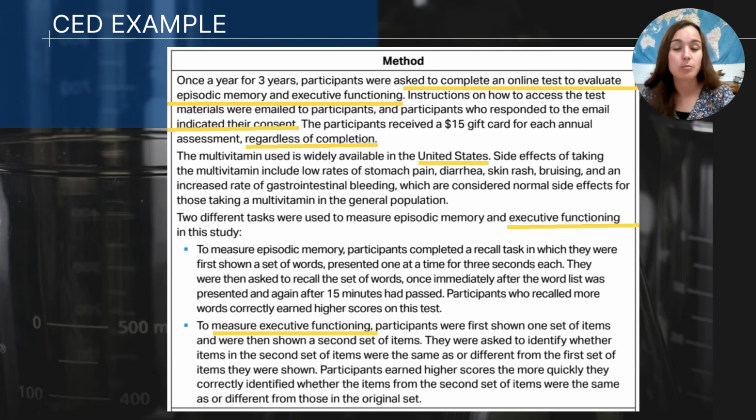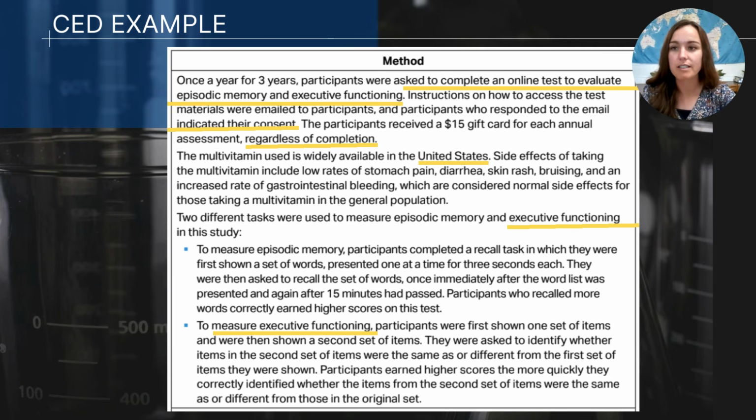So it doesn't say this, but I assume that they're letting us know that these were all disclosed to the participants in the study, all of these possible side effects. Two different tasks were used to measure episodic memory and executive functioning. Oh, hear that word, executive functioning? Remember, we're supposed to operationally define it. So we're going to have to quantify. How do we measure executive functioning?